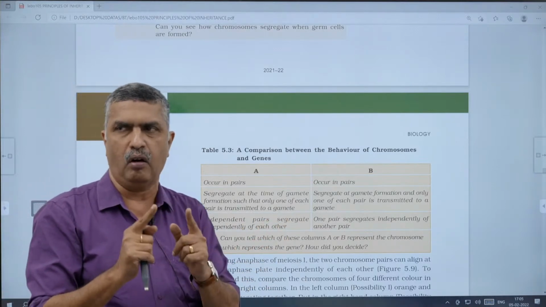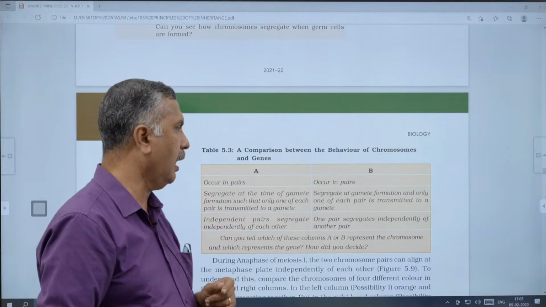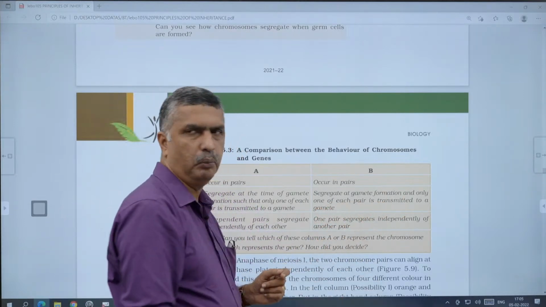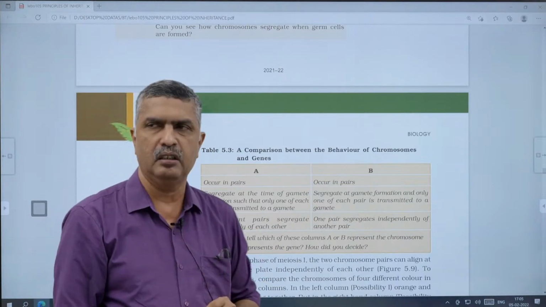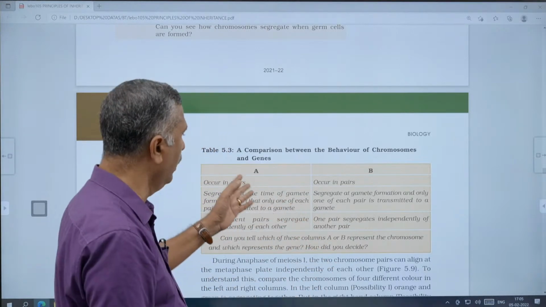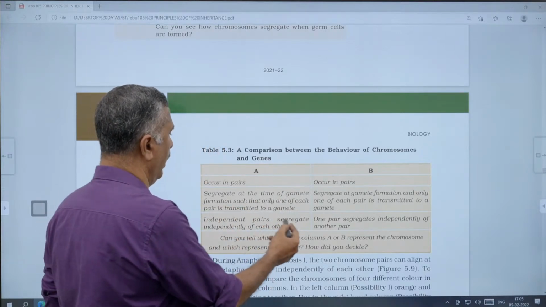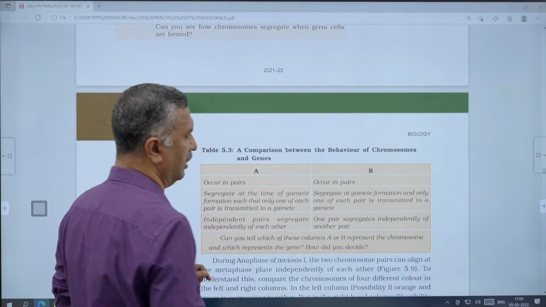But a single one of a pair will be transmitted to a gamete. Similarly, they also segregate at gamete formation and only one of each pair is transmitted to a gamete, whether it is a chromosome or a gene. And the third point is very important: independent pairs segregate independently of each other.